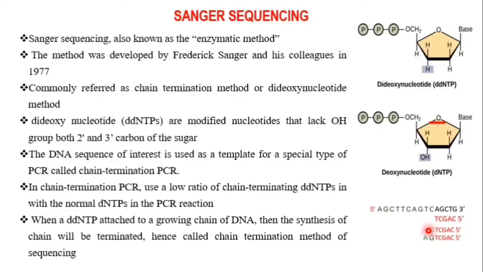It is called chain termination PCR because the chain will be stopped. Sequencing needs this chain termination PCR, which is why it's also called the chain termination method of sequencing.